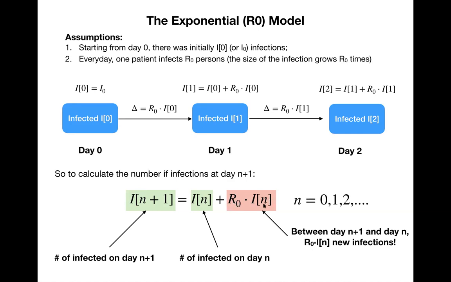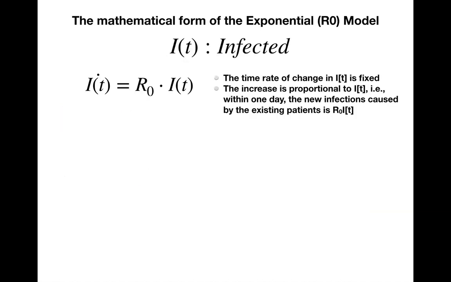So that's called a recursive relation, and we can use Python to calculate this easily using a single for loop. Let's see how we do it. Before we do it, I want to show a couple of mathematical notations down here. So the mathematical form of the exponential model goes like this.